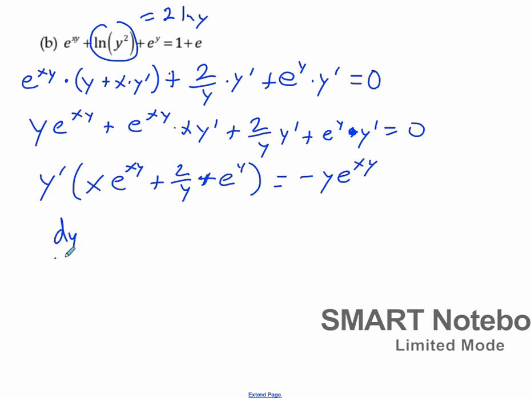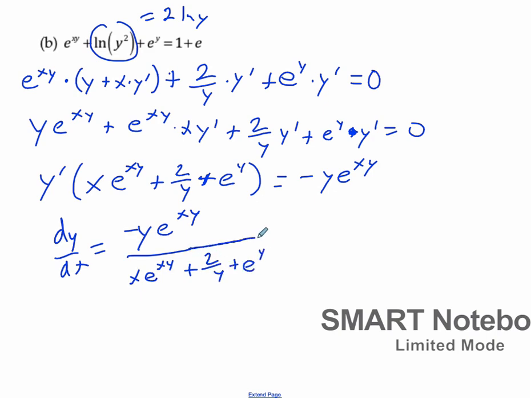So we have dy/dx equals negative y e to the xy over x e to the xy plus 2 over y plus e to the y. And then we want to get rid of the fraction within a fraction. We can multiply numerator and denominator by y. So we'll have negative y squared e to the xy over xy e to the xy plus 2 plus y e to the y.